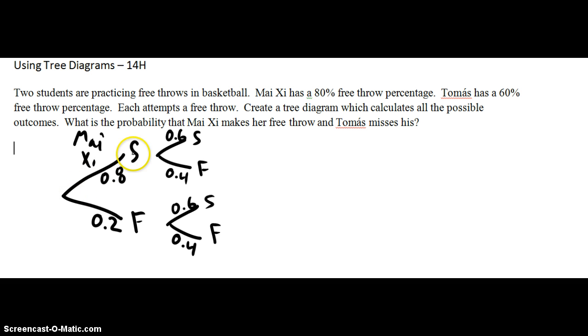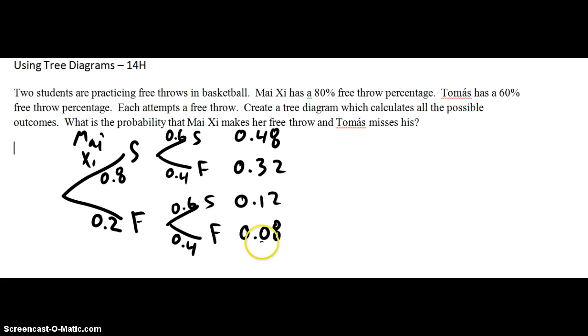So all we have to do is go along here and figure out success, right here. And again, when we have two events, we multiply, right? So 0.8 times 0.6, okay, that's going to be 0.48. 0.8 times 0.4, that's going to be 0.32. 0.2 times 0.6, that's going to be 0.12. And 0.2 times 0.4, right, that's going to be 0.08. Okay, so those are the probabilities of each one of these situations.